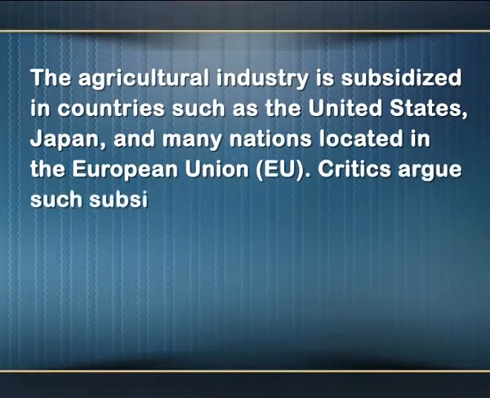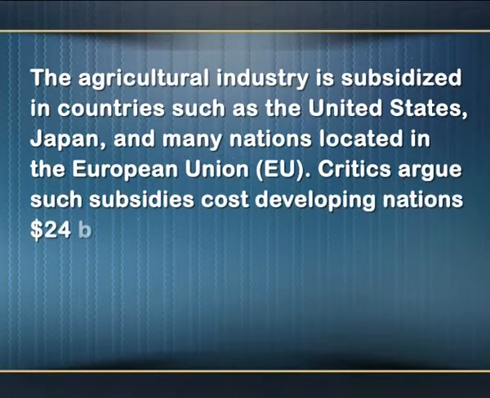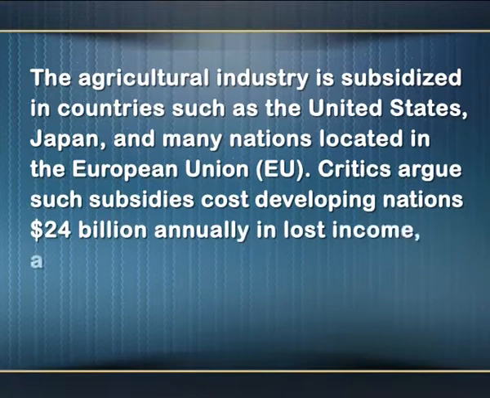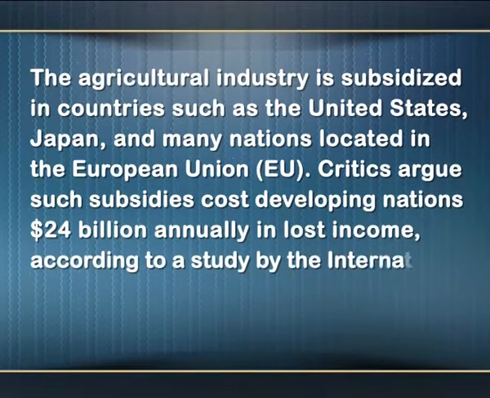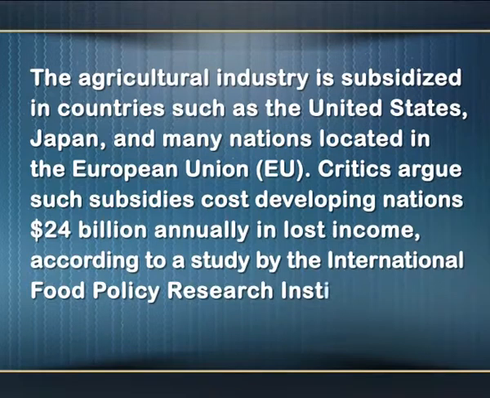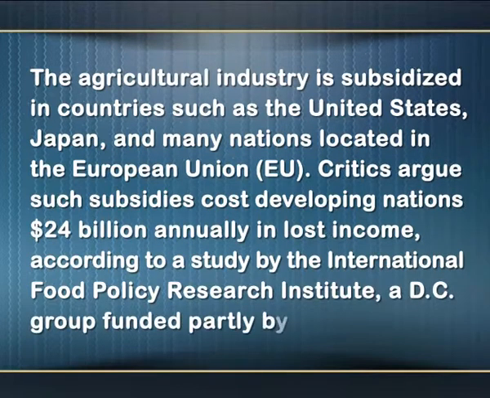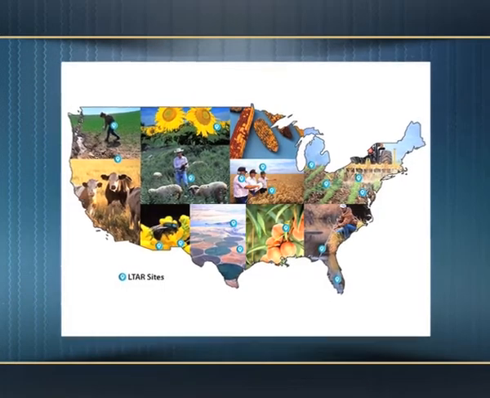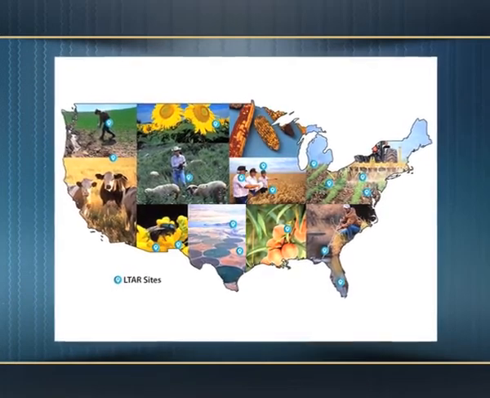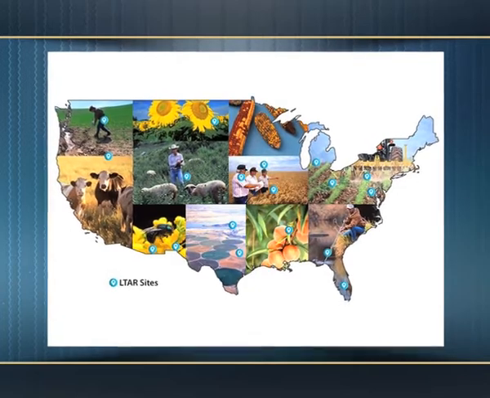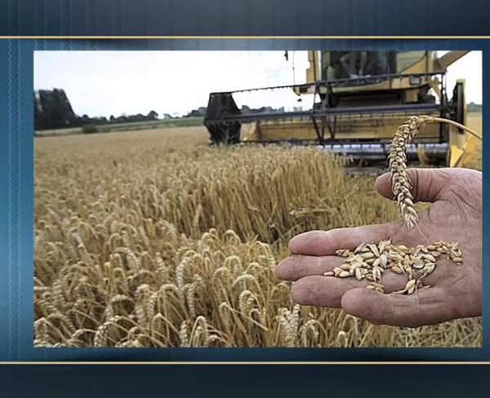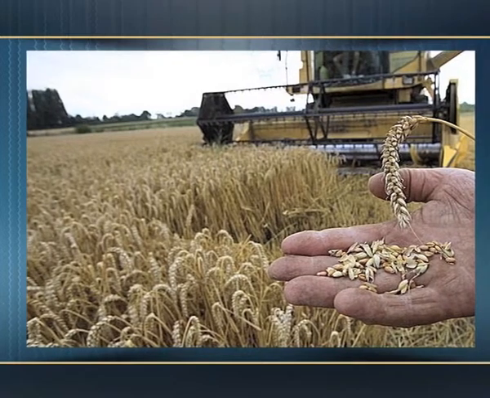Critics argue such subsidies cost developing nations $24 billion annually in lost income, according to a study by the International Food Policy Research Institute, a DC group funded partly by the World Bank. In 2000, the United States spent $32.3 billion on the agricultural industry. The EU spends about $50 billion annually, nearly half its annual budget, on its common agricultural policy and rural development.